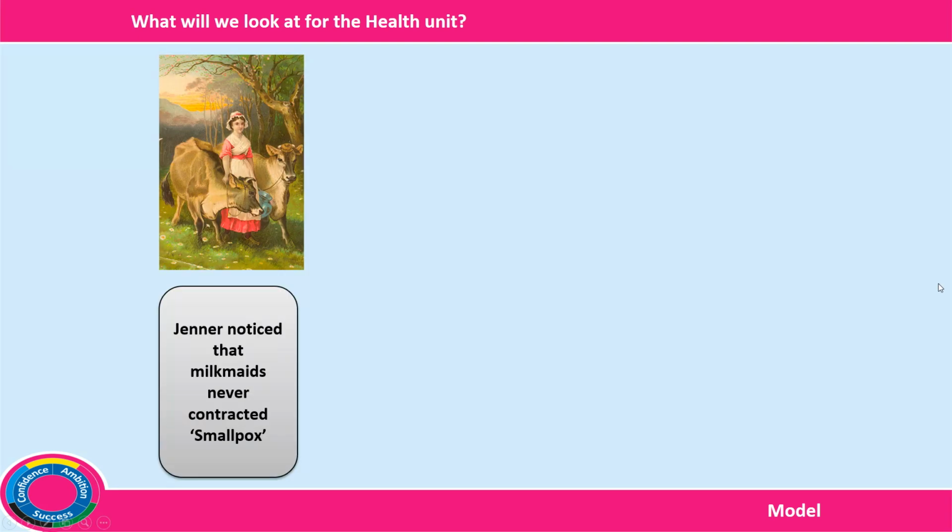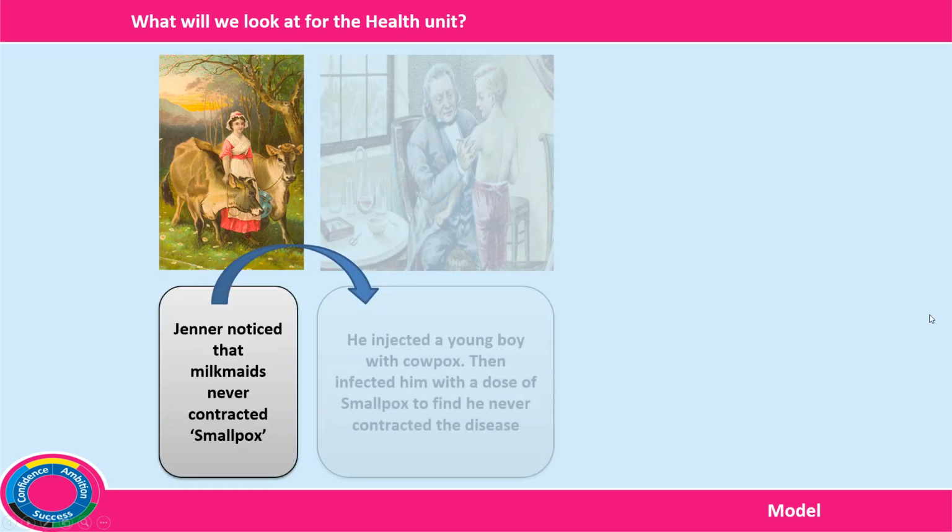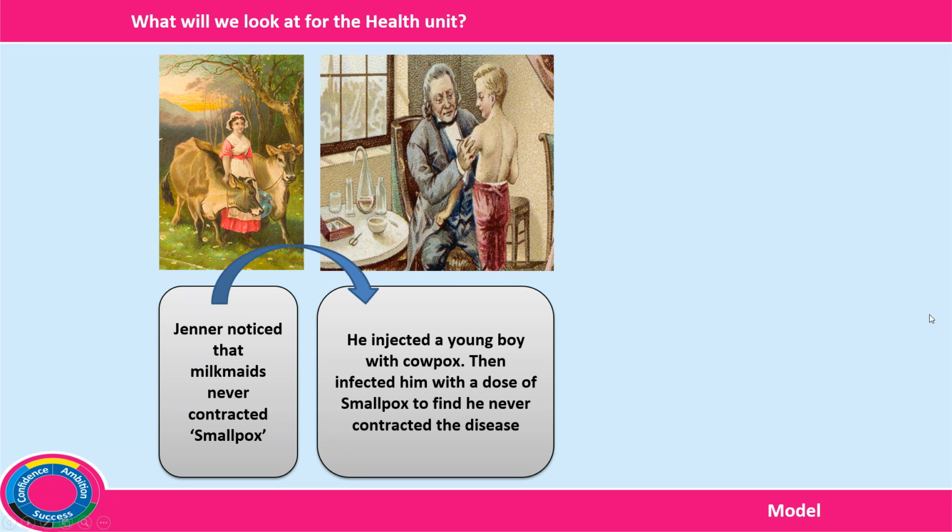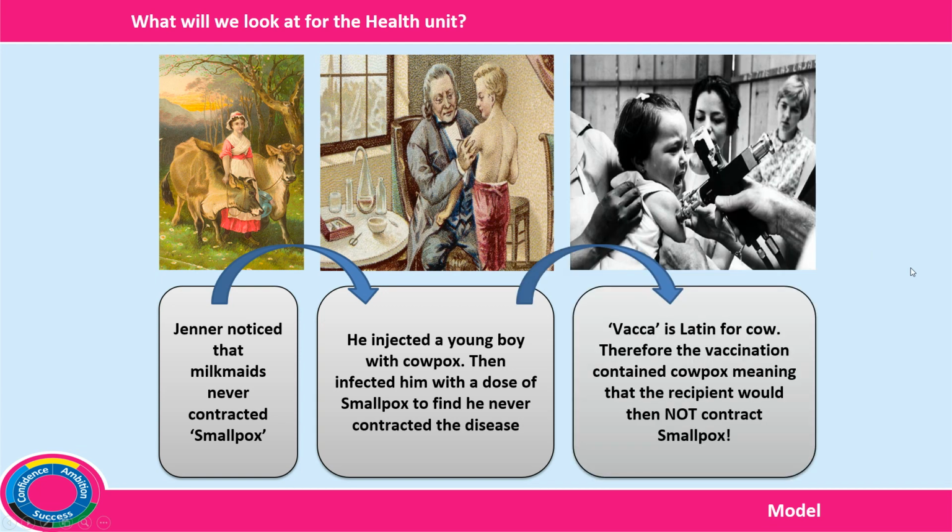So he noticed that milkmaids never contracted smallpox. In order to deal with this, he injected a young boy, so this is James Phipps, with cowpox and then infected him with a dose of smallpox. He then discovered that by doing this, the boy never contracted the disease. And so we have the first vaccination.